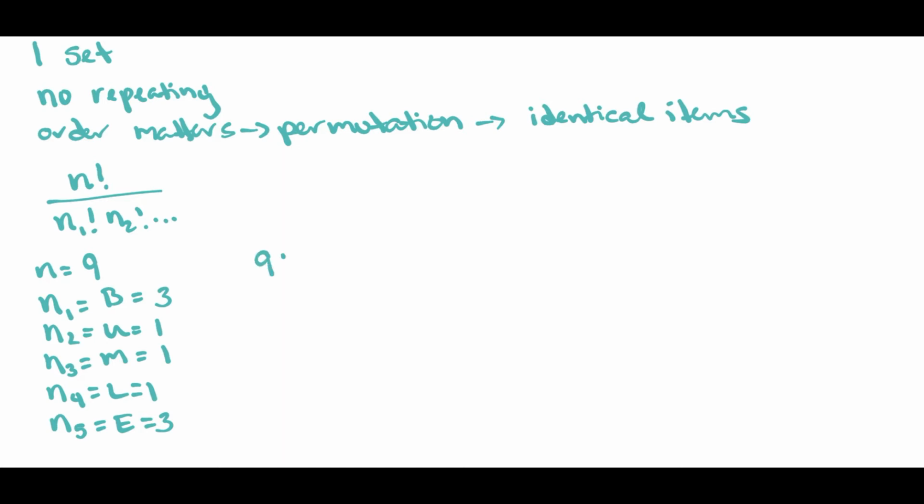So we're going to go 9 factorial over 3 factorial times 1 factorial times 1 factorial times 1 factorial times 3 factorial. Now really the 1 factorial is just 1, so you can really kind of ignore it. You can just go 9 factorial over 3 factorial times 3 factorial.